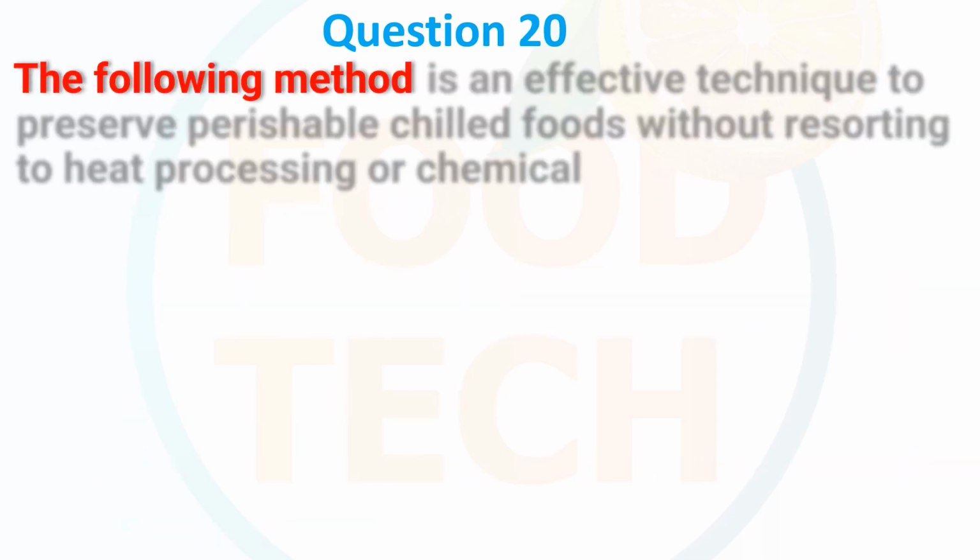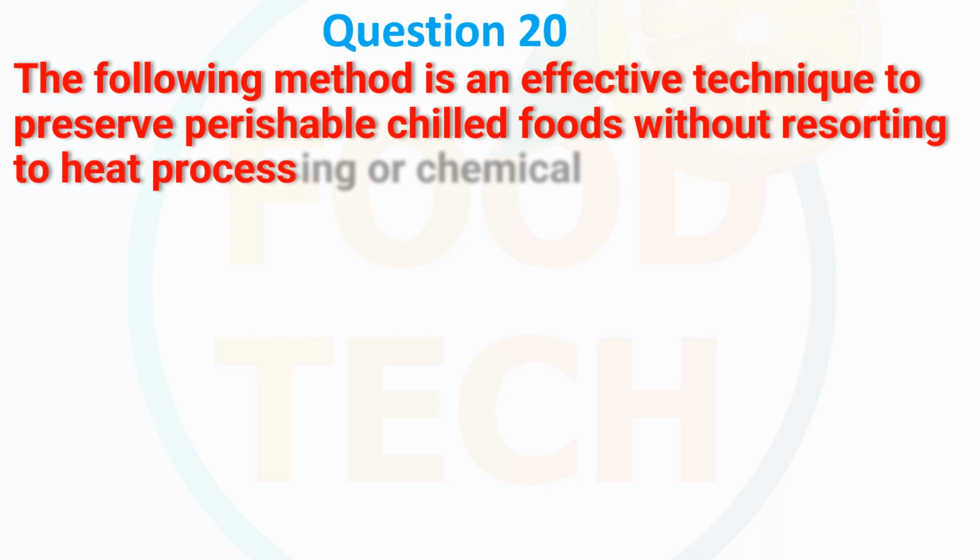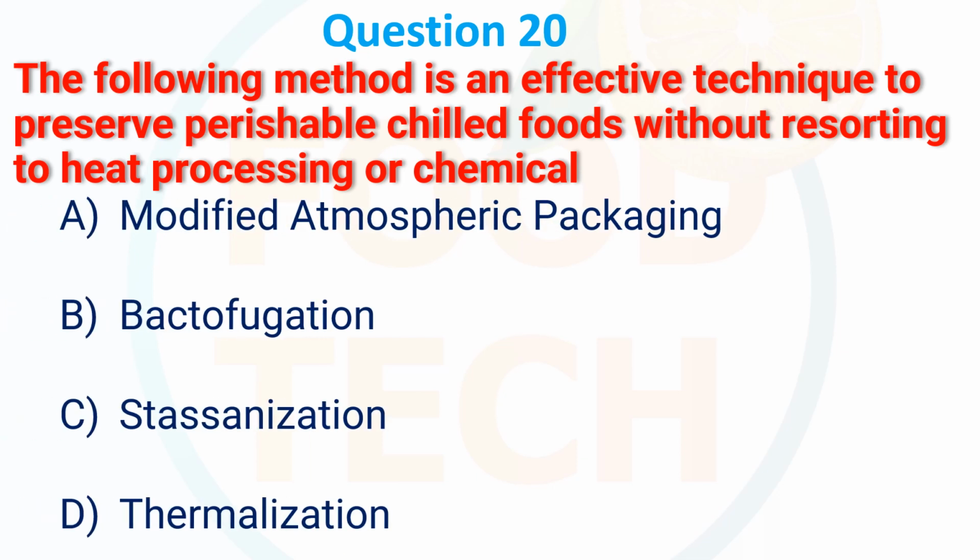The following method is an effective technique to preserve perishable chilled food without resorting to heat processing or chemicals: A. Modified atmospheric packaging, B. Bacteriofication, C. Standardization, D. Thermalization. The answer is modified atmospheric packaging.